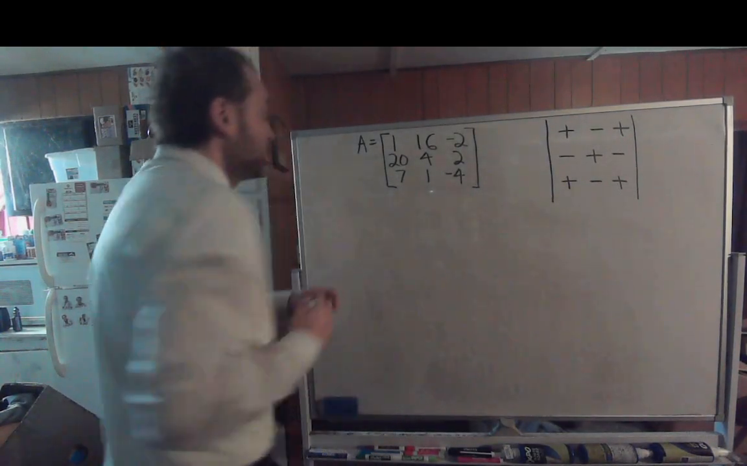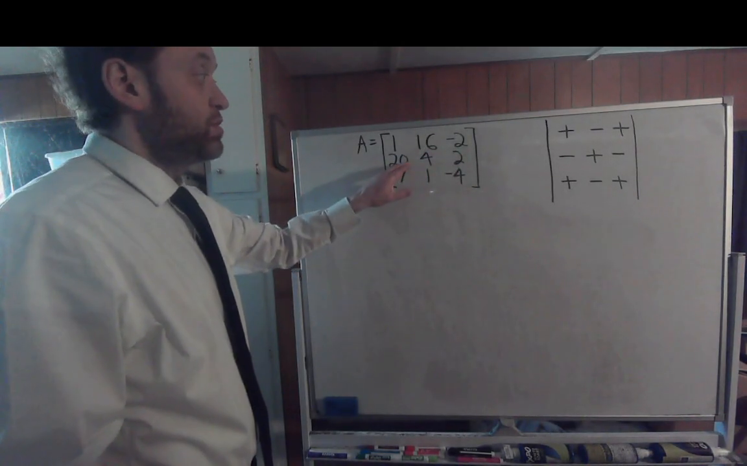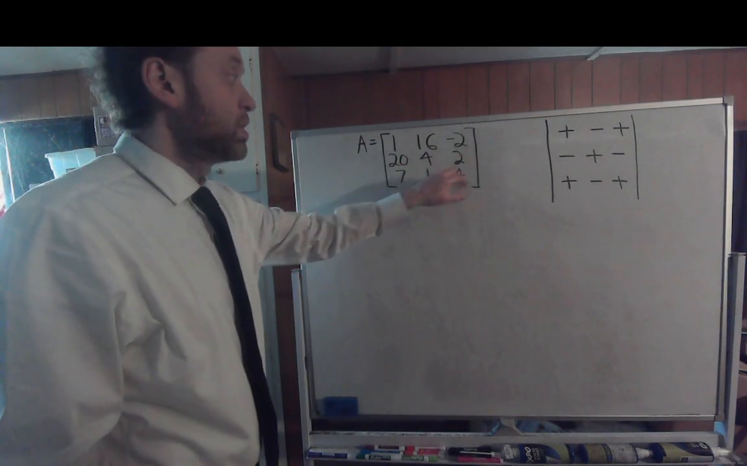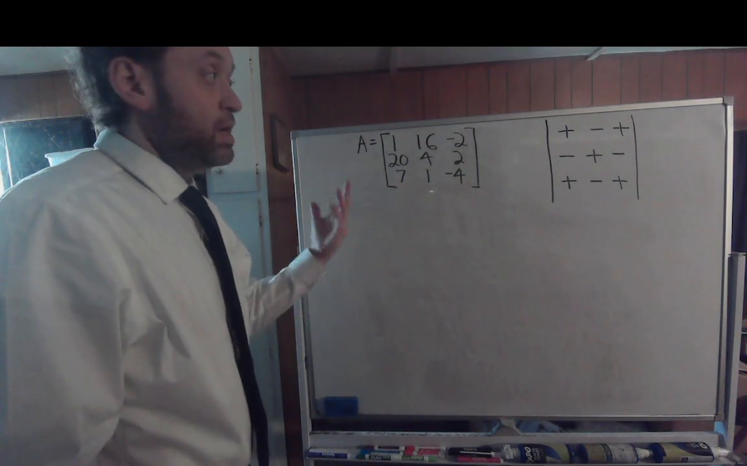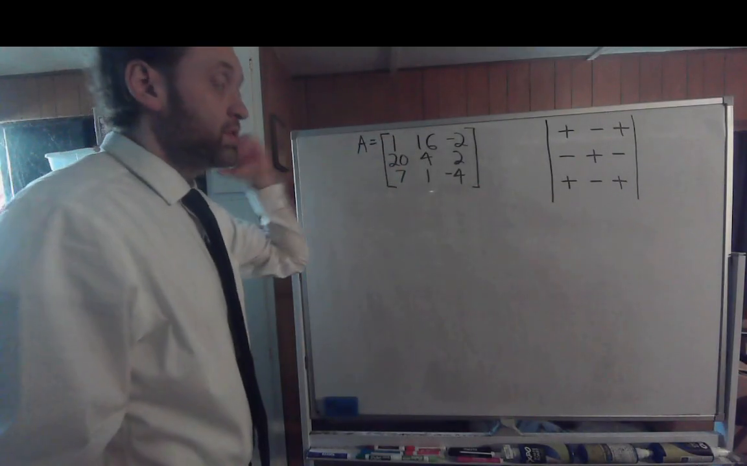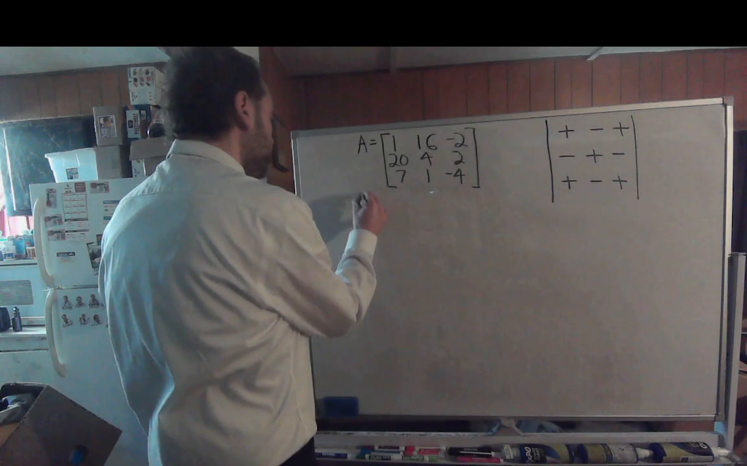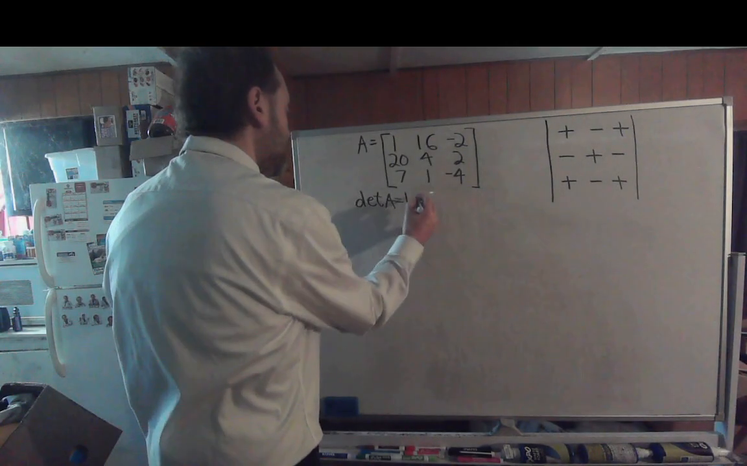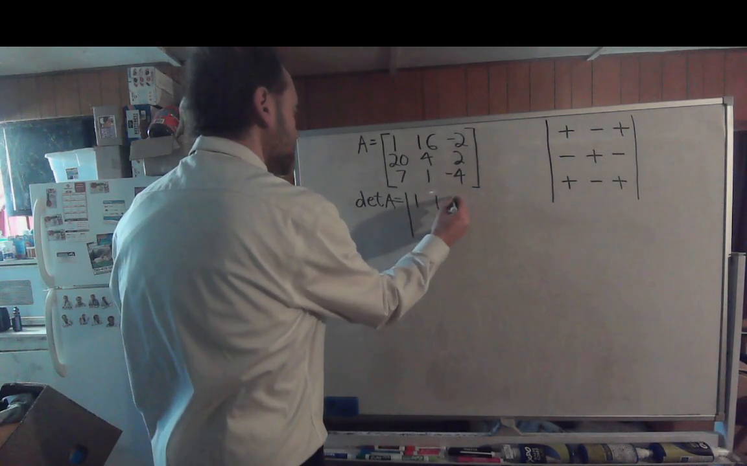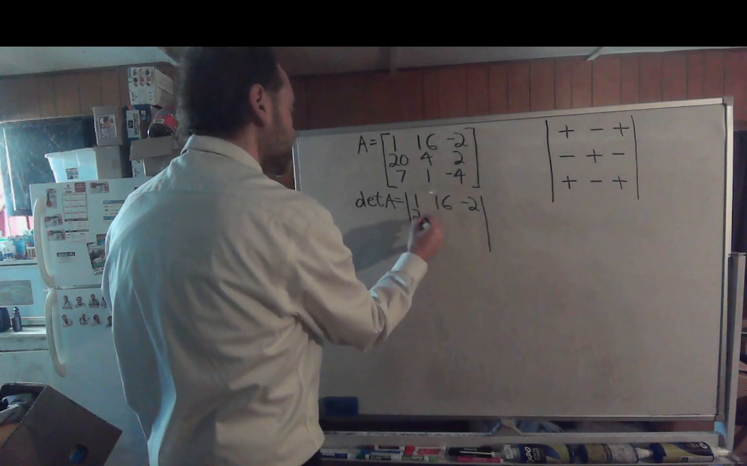There you go. So matrix A is 1, 16, negative 2, 20, 4, 2, 7, 1, negative 4. We'll just deal with row 1. So let's go ahead and find minor 1, 1. Well, first let's set up the determinant notation. That way I don't have to keep rebuilding the matrix and looking back at the book to see what the numbers were, because that'll take us forever.